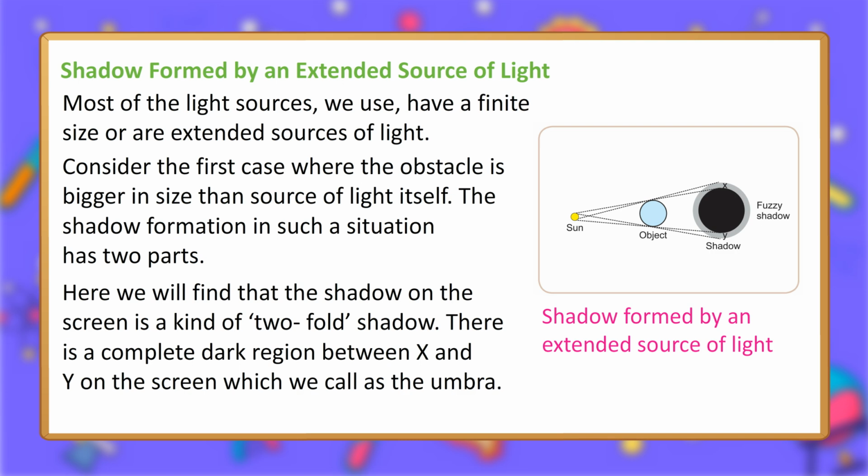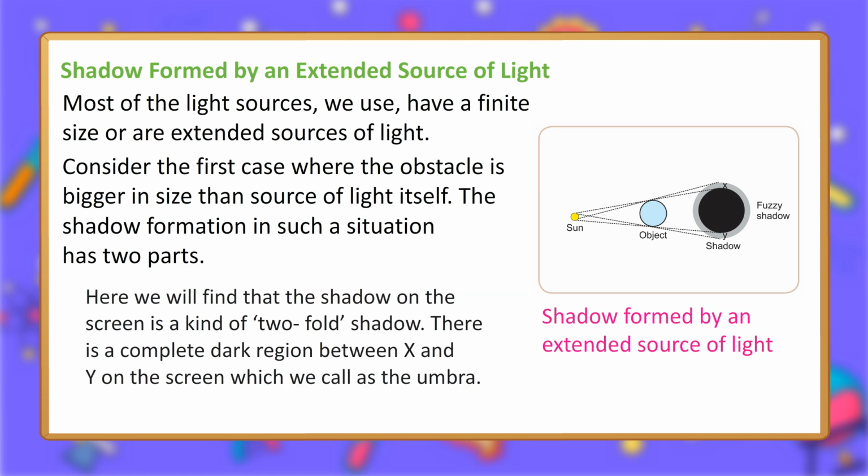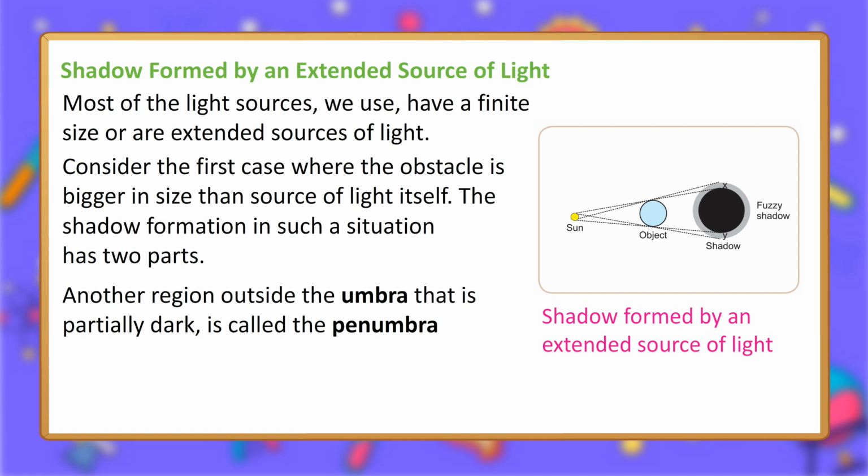There is a complete dark region between X and Y on the screen which we call the umbra. Another region outside the umbra that is partially dark is called the penumbra. Shadow formed by an extended source of light.